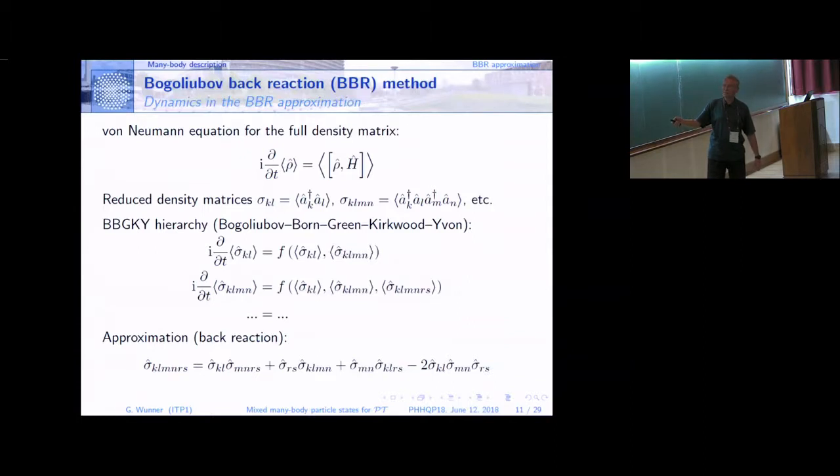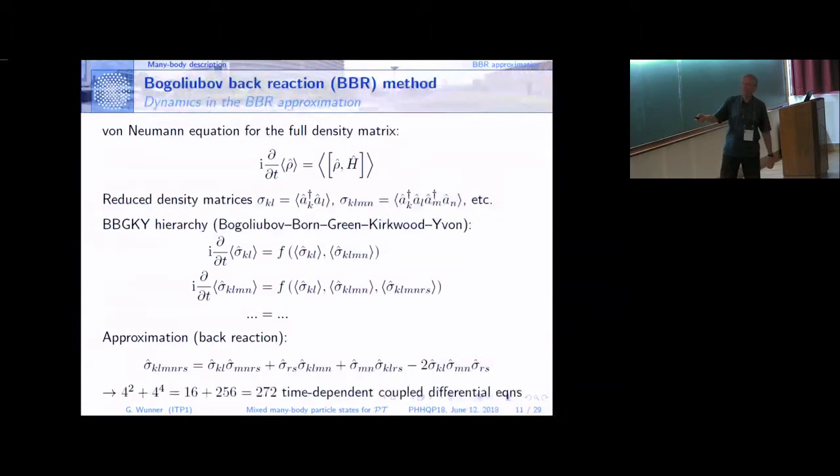And all in all, you then have for the single particle matrix elements 4 squared equations, and for the two particle density matrices 4 to the 4 possibilities, which ends up with 272 time-dependent coupled differential equations that you have to solve.